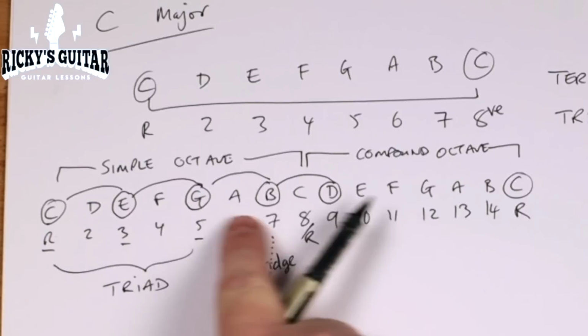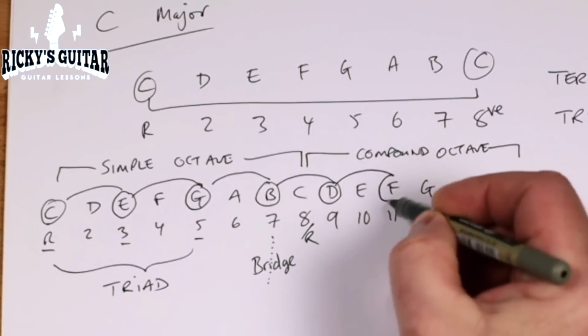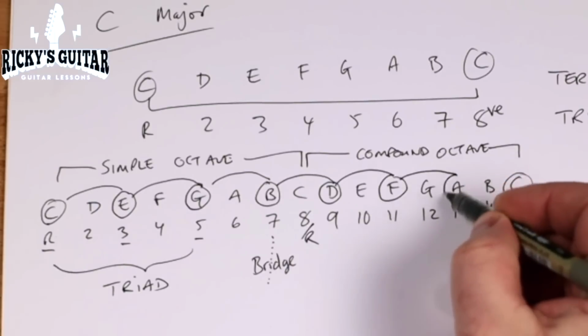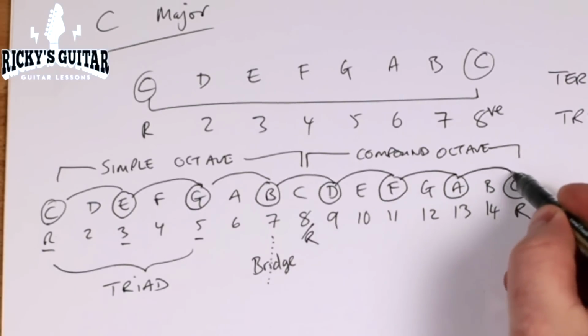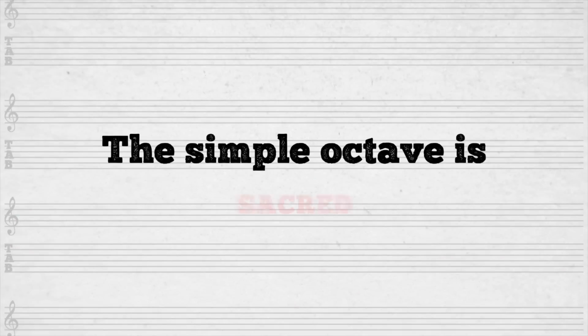Now, if I carry this tertian movement all the way across here, what you'll see is then I'll pick up the F, I'll jump over, I'll pick up the A, and then what happens is I end up back on myself again. Now, for me, the simple octave is sacred.